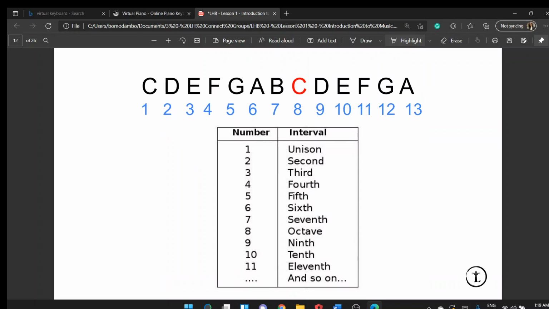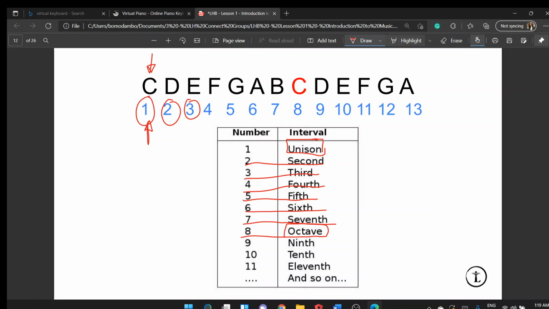All right. Now, there are special names for special intervals. If someone is asking you what's the interval between this C and this same C again, obviously it's 1, but the special name is unison. You just say it's a unison because it's exactly the same note. You didn't move anywhere. Whereas the second is the second, the third is the third, the fourth is the fourth, the fifth is the fifth, the sixth is the sixth, the seventh is the seventh, and the eighth is actually referred to as an octave.